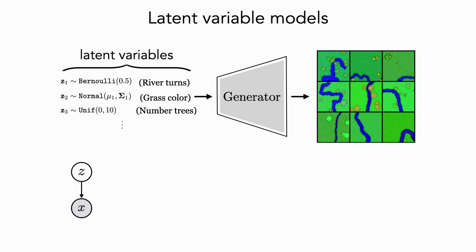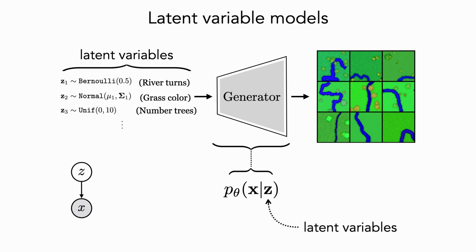Our data modeling problem is to fit a distribution over x that is represented as a mapping from some underlying variable z. But we don't observe z. We have to maybe infer z from x. So the generator will be, think of that as a conditional distribution, the probability over x given some setting of the latent variables.